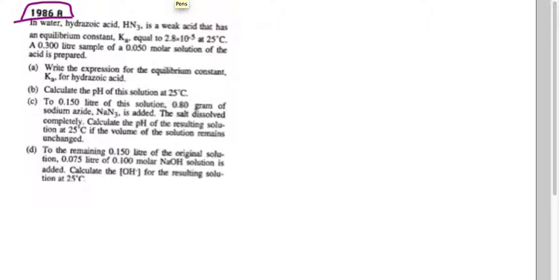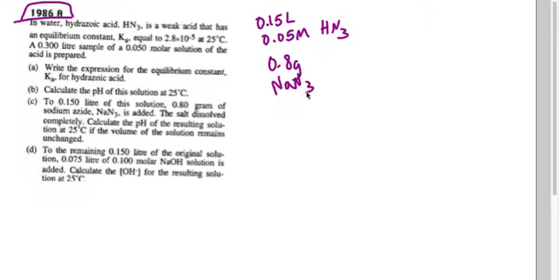I never want you to freak out. I want you to jot down what you're adding to what. We're going to take 0.15 liters of what solution? 0.05 molar what? HN3. And we're adding to it 0.8 grams of the sodium azide. What do you think is important about that salt? N3 what? N3 minus.